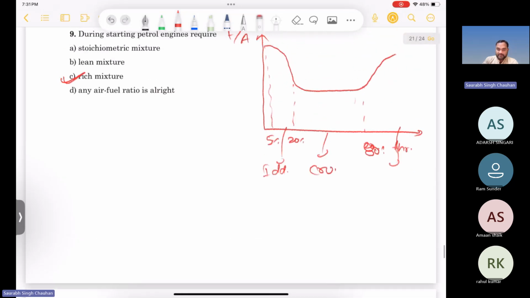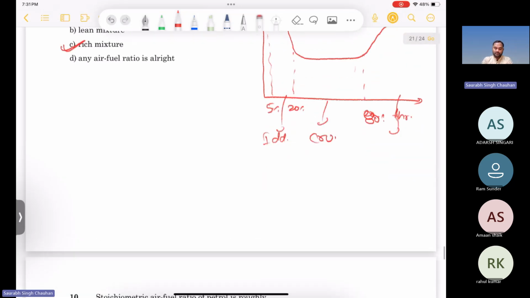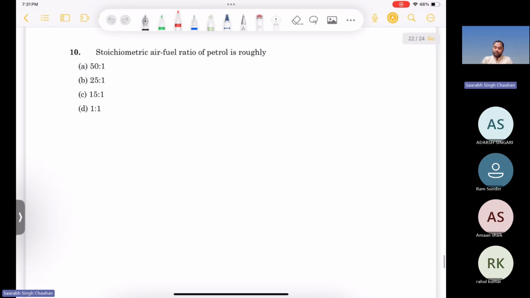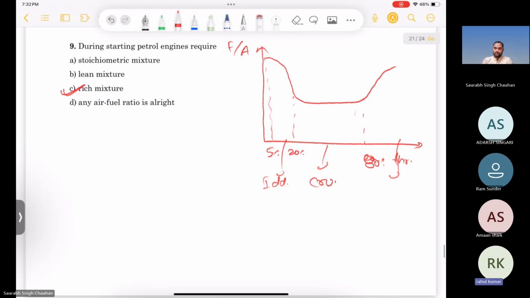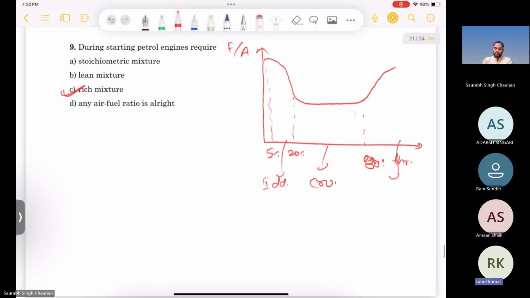Okay, so if it is clear, then we will move to question number 10. Sir, one question. A simple carburetor supplies rich mixture during starting, idling, cruising and acceleration. Which one should we choose first? I did not get your question. Can you please repeat? The question is: a simple carburetor supplies rich mixture during starting, idling.